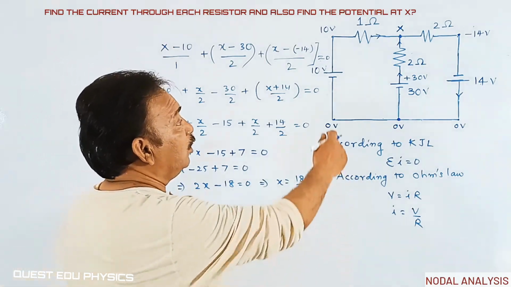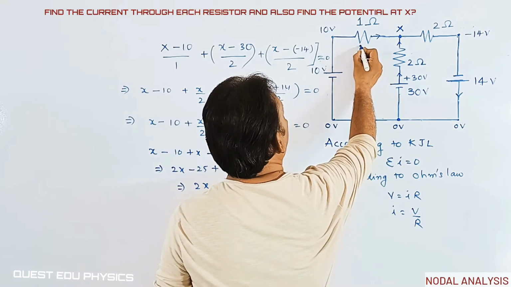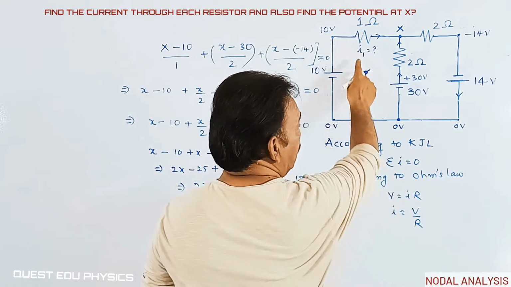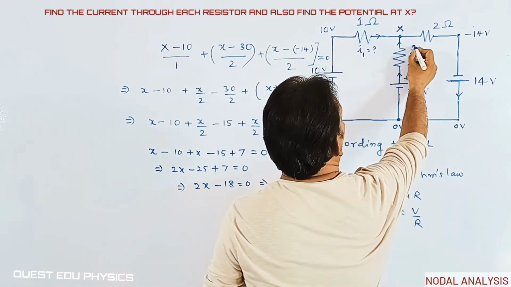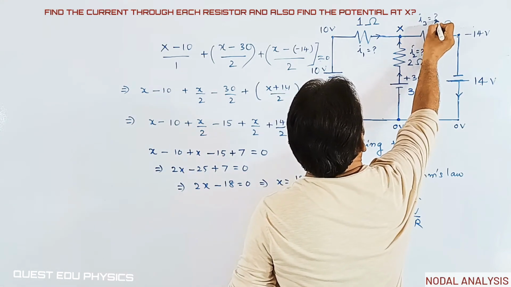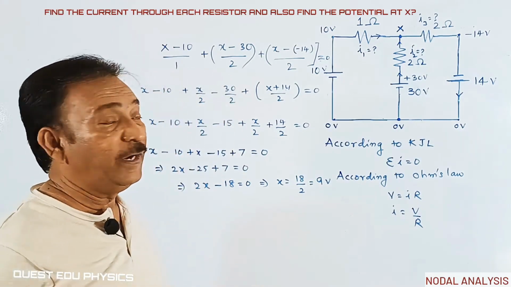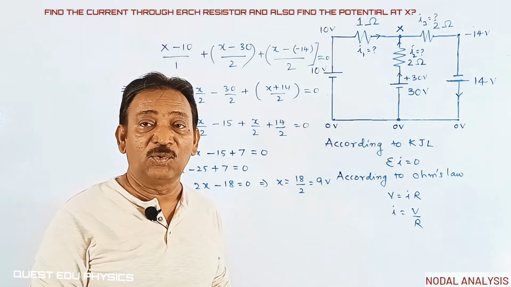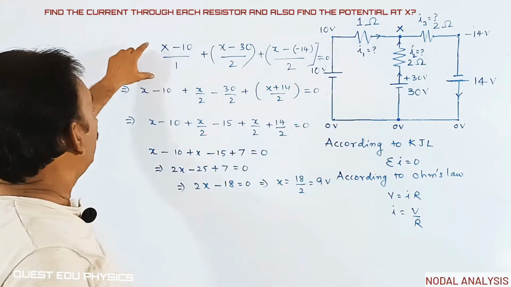Then after, we have to find out the current through each branch: I1, I2 and I3. If you know the currents, then we can find out the total current in the circuit also. Let's go with the first one. First one, what is it?